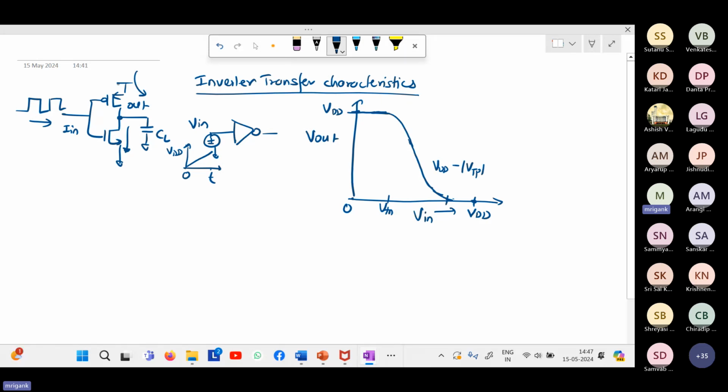Then there is no more fight between NMOS and PMOS. From the point V in equals VTN till the point V in equals VDD minus mod VTP, there is a fight between PMOS and NMOS. PMOS and NMOS both are conducting, but after this point, the PMOS has turned off, NMOS is strongly on, and it has discharged the output to ground. So this is the voltage transfer characteristic of the inverter, right?